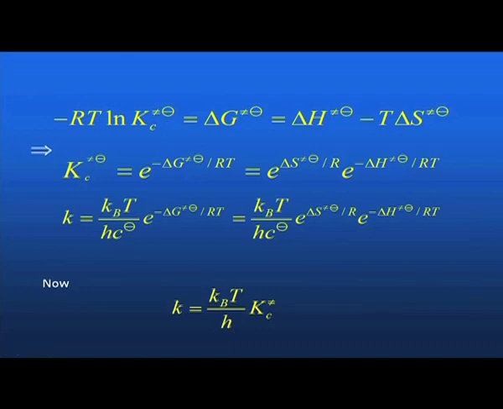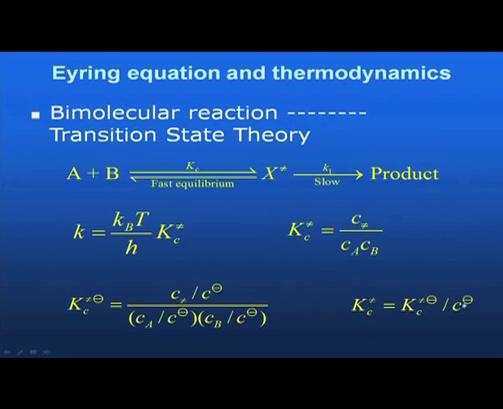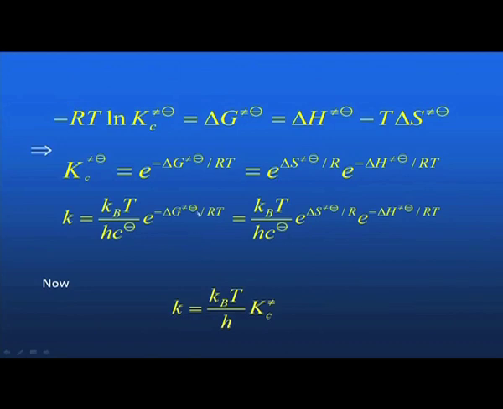From this we can write k is equal to kBT by h divided by C0 bar, because if you go back to the earlier slide, you have Kc double dagger is equal to Kc double dagger 0 bar by C0 bar. That is why this is divided by C0 bar. So, this gives you kBT by h C0 bar into e to the power delta S. This exponential to the power delta S quantity is an entropic term and the exponential to the power delta H quantity is an enthalpic term.